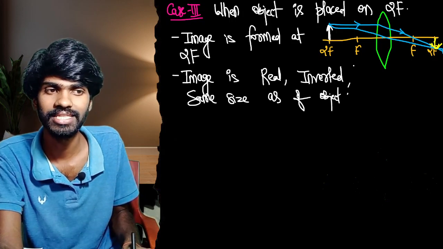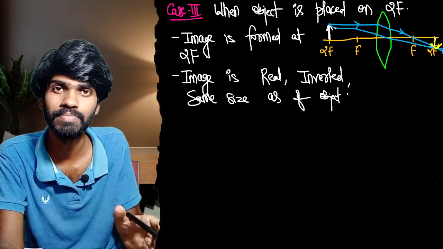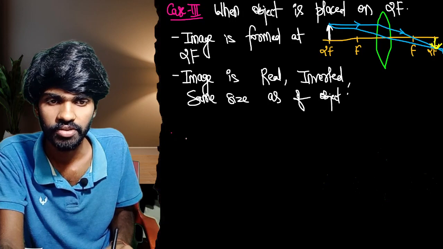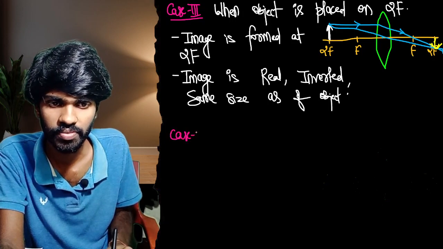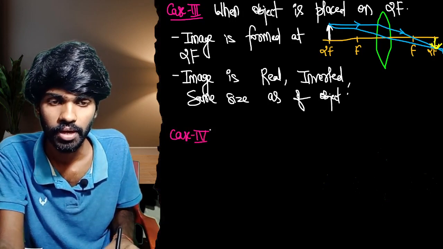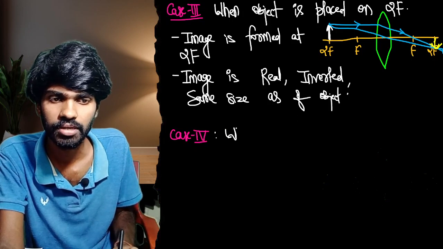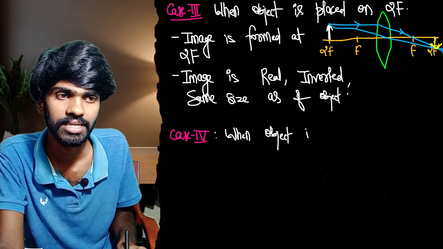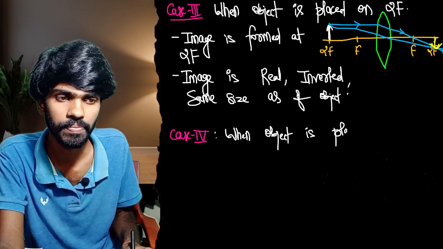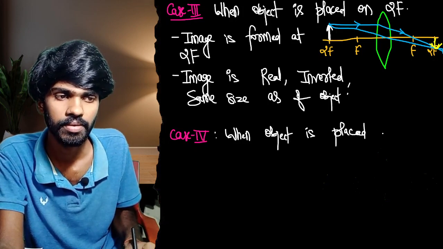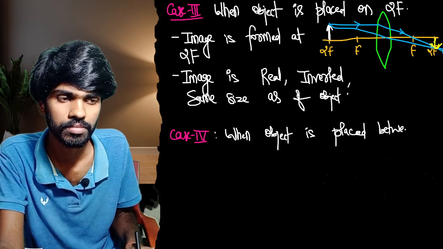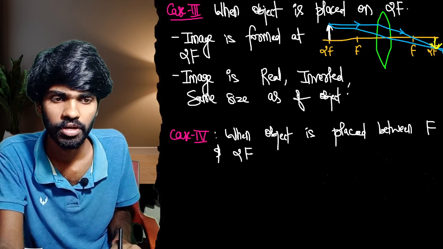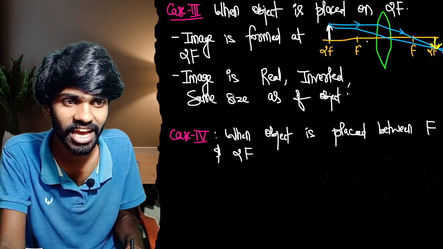Okay, so this is the case when the object is placed at 2f. Now let us discuss our next case, case 4, and here you can write: when the object is placed between f and 2f. Object is placed between f and 2f.